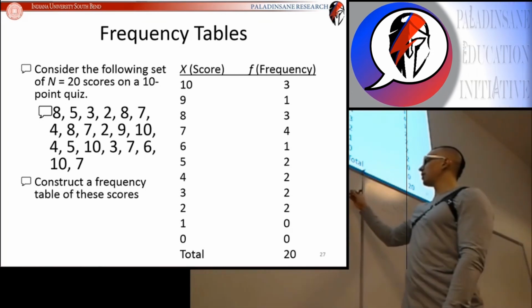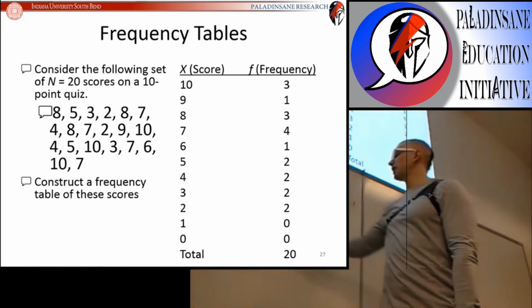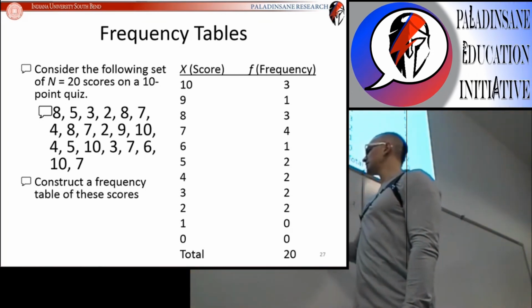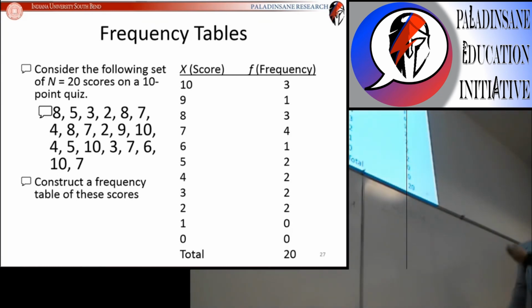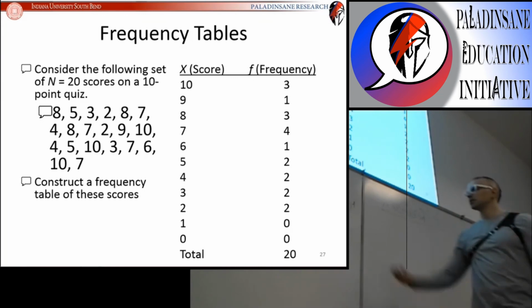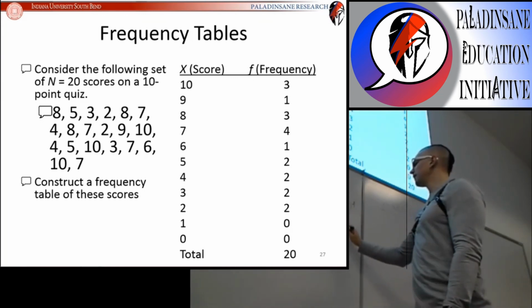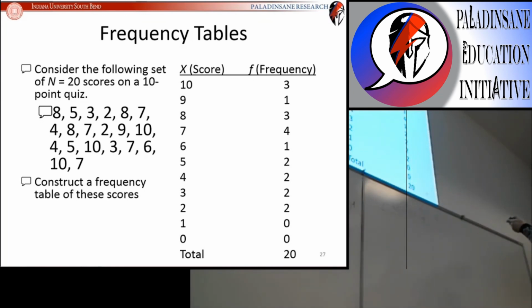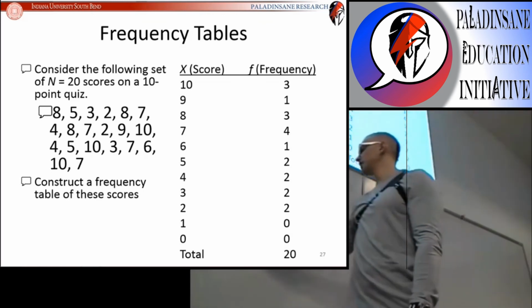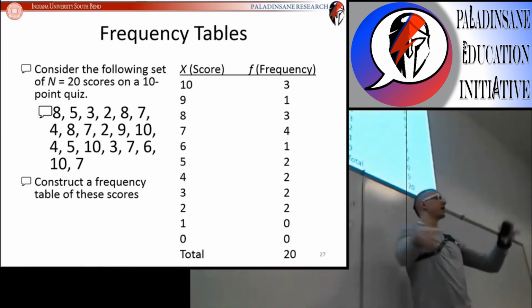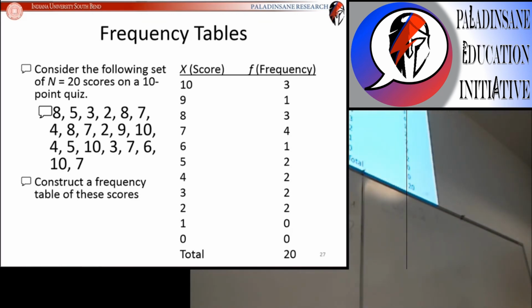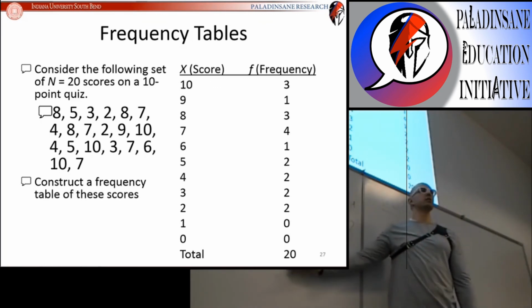So we're going to want to go 10 plus 10 plus 10. And then what do we have? We got 1 score that's 9 out of 10. So then we go plus 9. And then what do we have? We got 3 scores that are 8 out of 10. So we go 8 plus 8 plus 8 plus, and then you do it for 7, 6, 5, all the way down until your last actual score. So this is the sum of the scores.